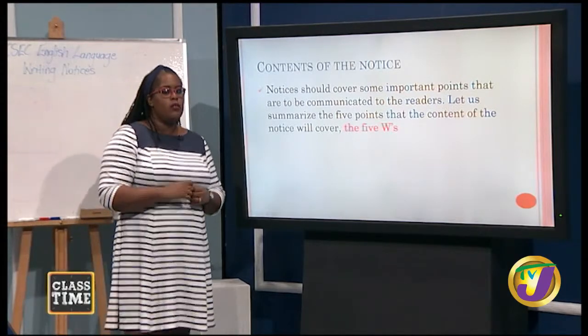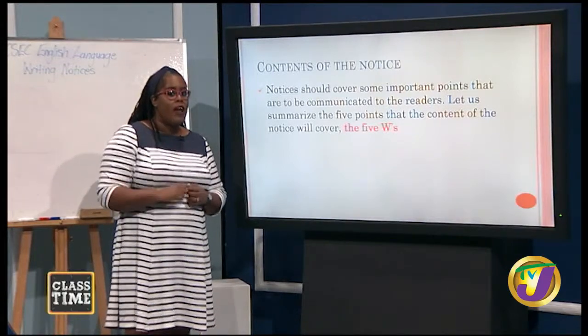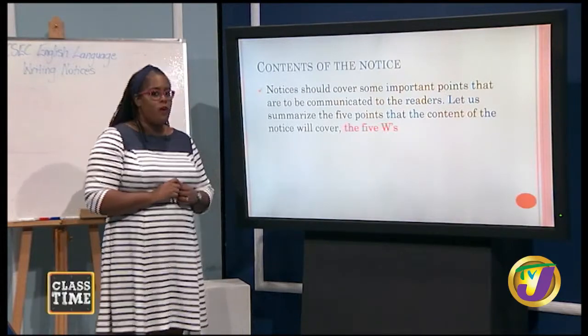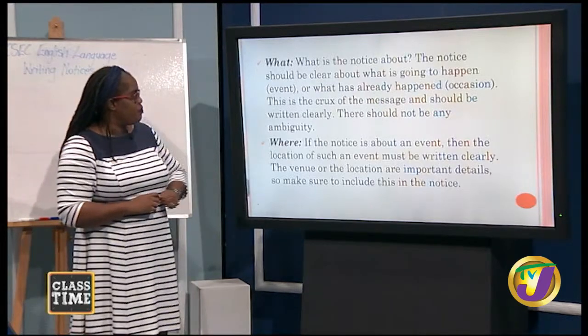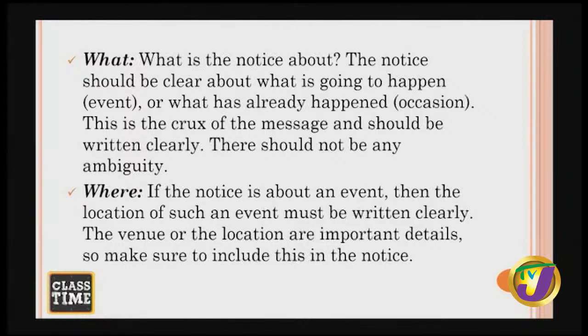Now, the 5 W's. Write down the 5 W's. Write down what they are. What are the 5 W's? Write them down for me. All right, so the first one, what? What is the notice about? The notice should be clear about what is going to happen, an event, or what has already happened, an occasion.